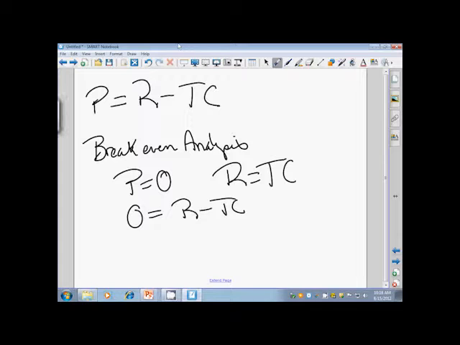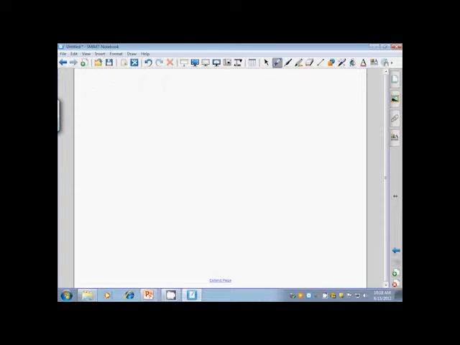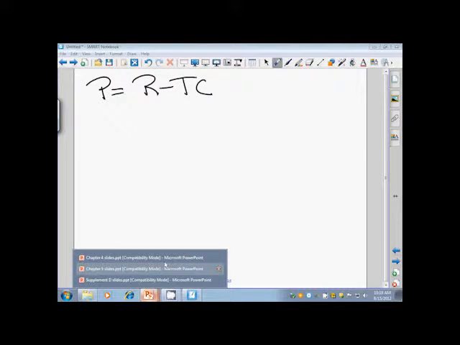This problem is actually a profit problem. We're going to be taking a look at profit, which is revenue minus total costs. So let's go back to the slide and the problem.